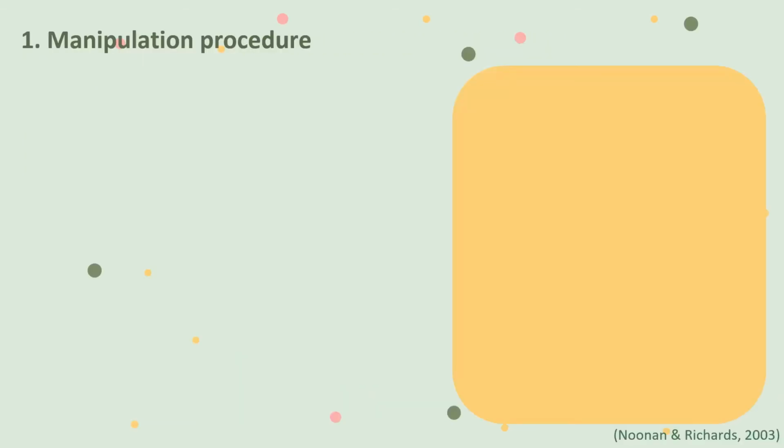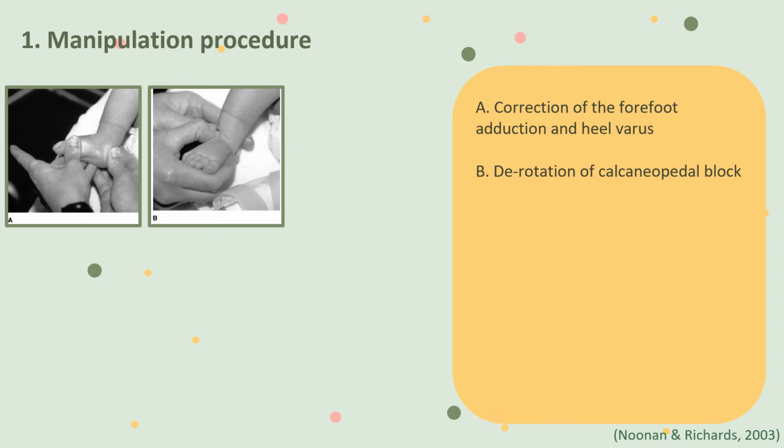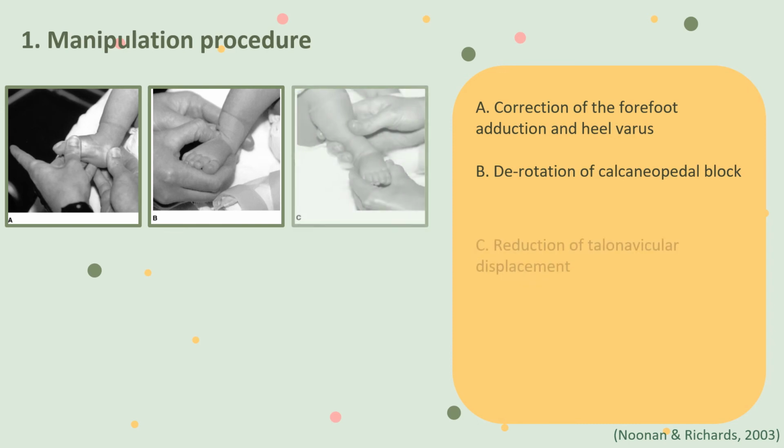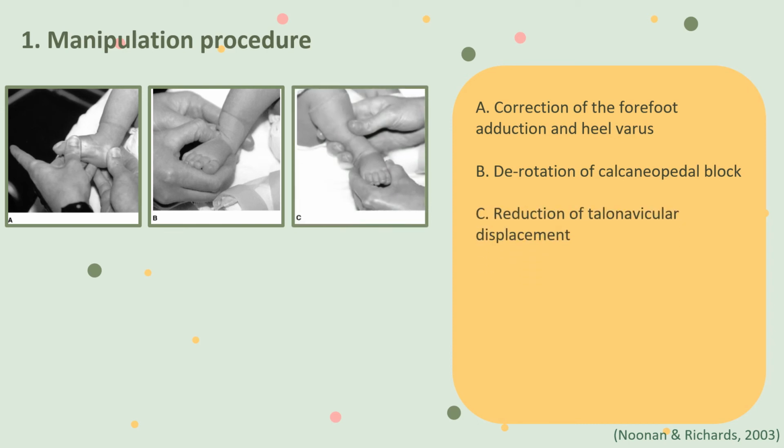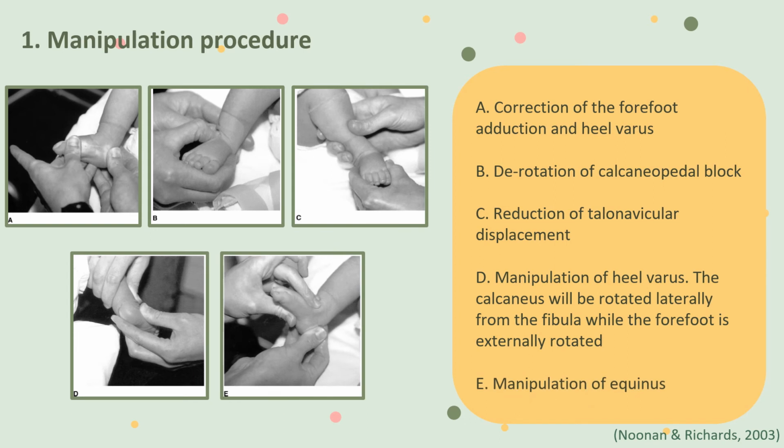Okay, let's look at the manipulation procedure of the French method. Picture A shows correction of the forefoot adduction and heel varus by releasing the navicular bone progressively from the medial malleolus. Picture B shows derotation of the calcaneopedal block by holding the calcaneus bone and stretching it laterally. Picture C shows reduction of talonavicular displacement. Picture D shows manipulation of heel varus. The calcaneus will be rotated laterally from the fibula, while the forefoot is externally rotated.